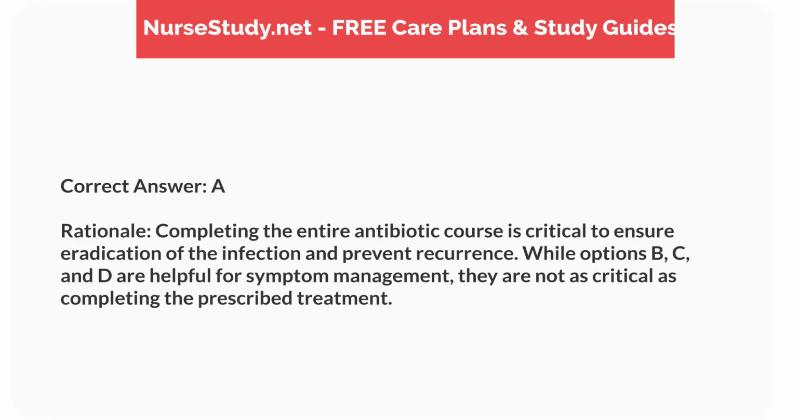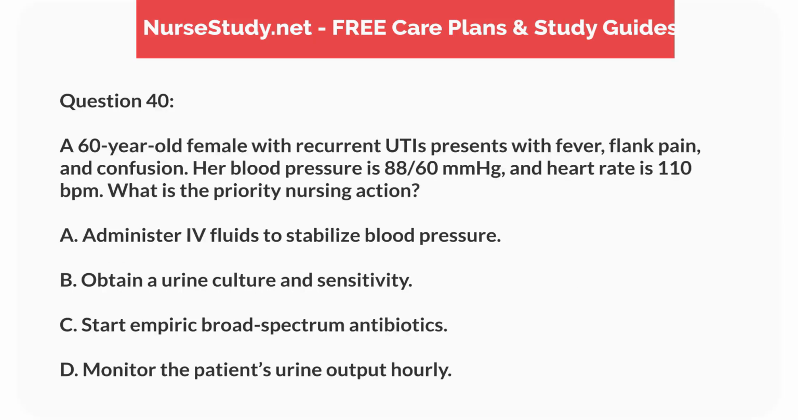Correct answer, A. Rationale: completing the entire antibiotic course is critical to ensure eradication of the infection and prevent recurrence. While options B, C, and D are helpful for symptom management, they are not as critical as completing the prescribed treatment. Question 40. A 60-year-old female with recurrent UTIs presents with fever, flank pain, and confusion. Her blood pressure is 88/60 mm of mercury, and heart rate is 110 beats per minute. What is the priority nursing action?